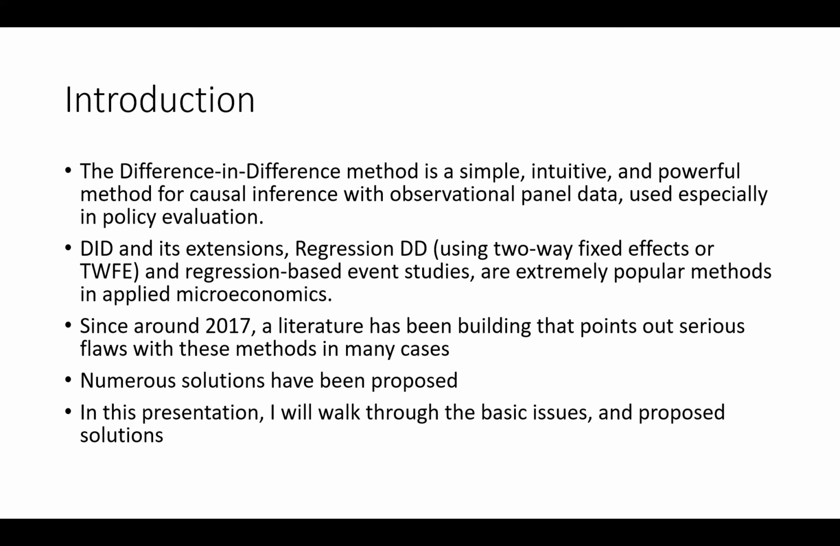Since about 2017, a new literature has been building that points out some serious flaws with the standard two-way fixed effects methods in many cases that they've been applied in the literature. And since these problems have emerged, a lot of solutions have also been proposed, and I'll talk a little bit about some of those. So I just want to walk through the basic issues, like what are the problems with two-way fixed effects estimation as it's usually done, and some of the proposed solutions.